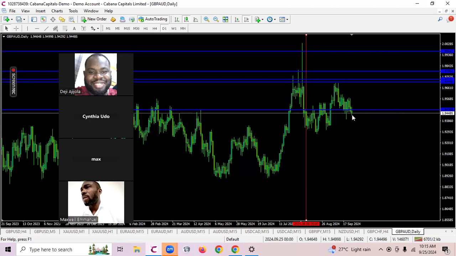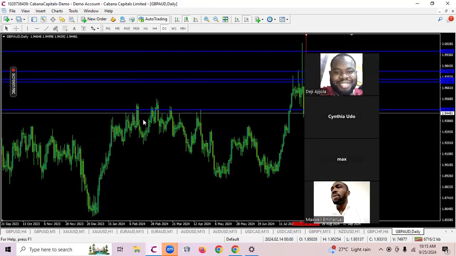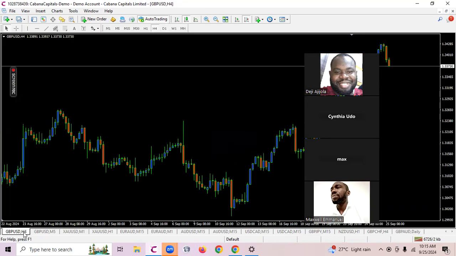Okay, but at the moment, GBP Australian dollar is bearish. I hope that is clear. Okay, let's move to the next thing. GBPUSD, and the bias for GBPUSD today is bearish.